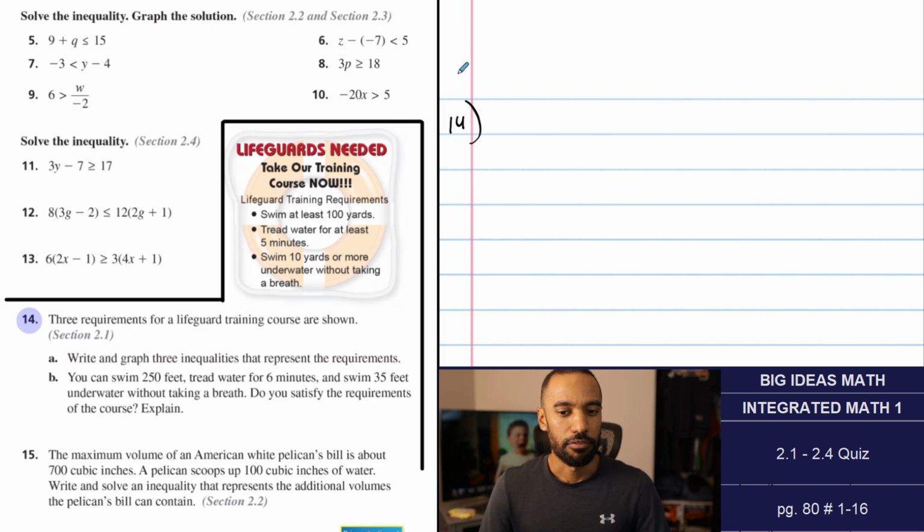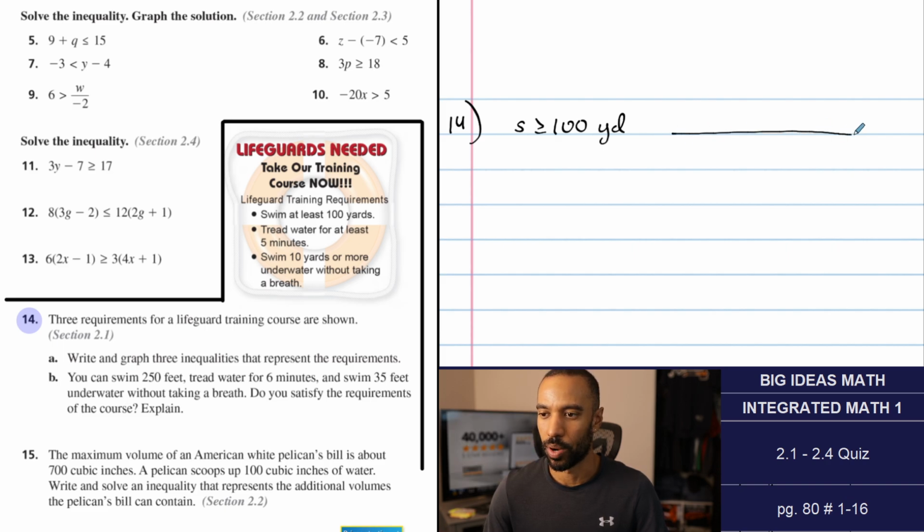Now, I might want to use different variables. You don't want to keep using x each time. Swim at least 100 yards. We'll have that be S for swim. Our swimming needs to be at least 100 yards. That means 100 yards or more. That means 100 is the minimum, we must be greater than or equal to 100.